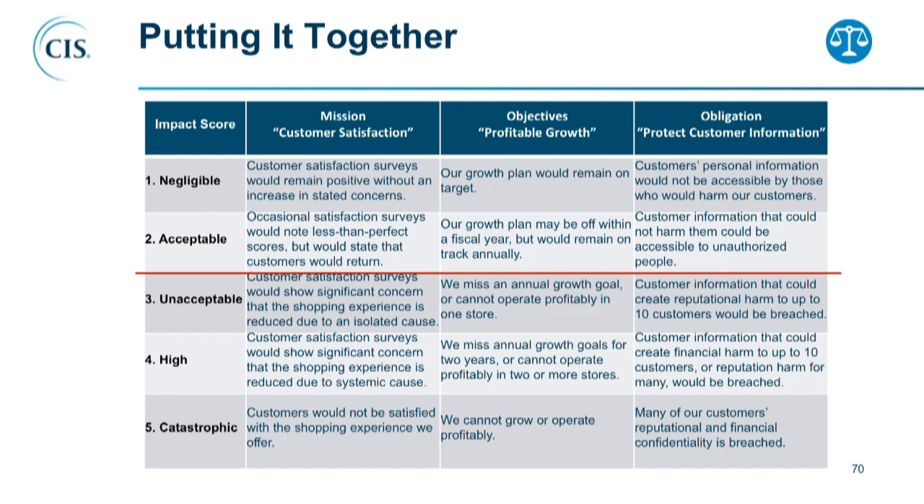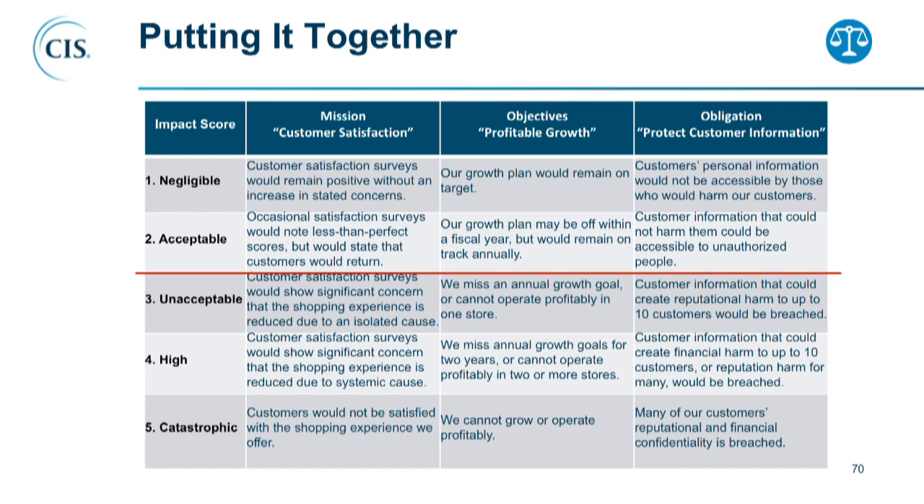Anything that's acceptable to me, if I use a score of 2, is going to be acceptable to any other party: my mission, my objectives, my obligations. What's unacceptable to me is equatable to anything that's unacceptable to anyone else that we've said we care about. What's catastrophic to me is catastrophic to anyone else. I've been able to say I care about me as much as I care about anyone else.